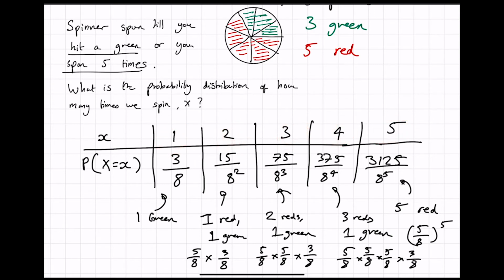And then we ask ourselves, how can we get only 1 spin? Well, that's if you have 1 green. How can you have 2 spins? That's if you have 1 red and 1 green. How could you have 4 spins? That's if you have 3 reds and 1 green. And that's pretty much what you have to do. And that's how you answer this kind of question. So I hope that was helpful.